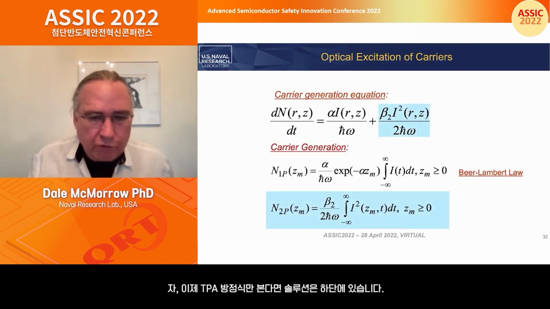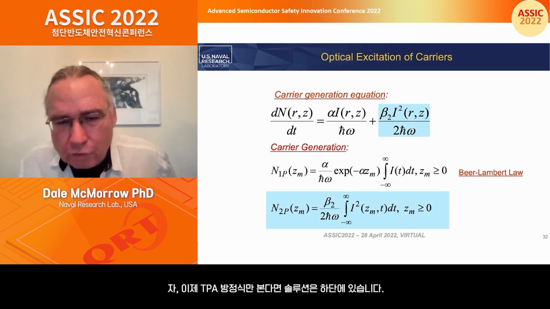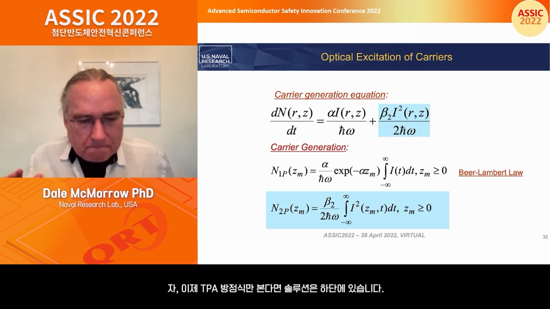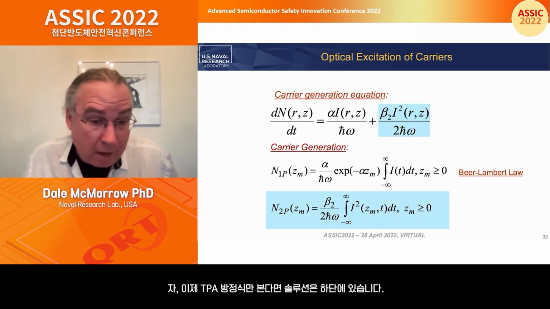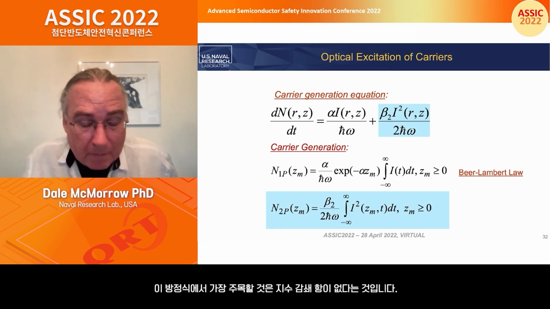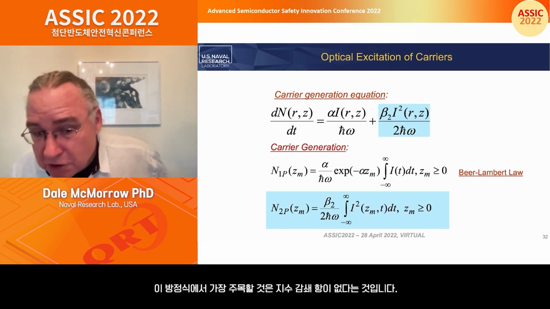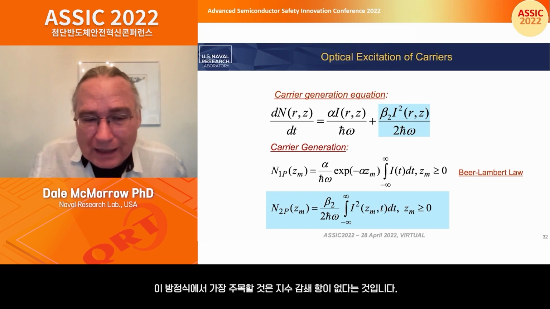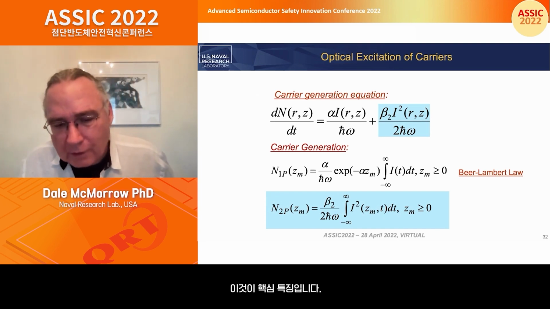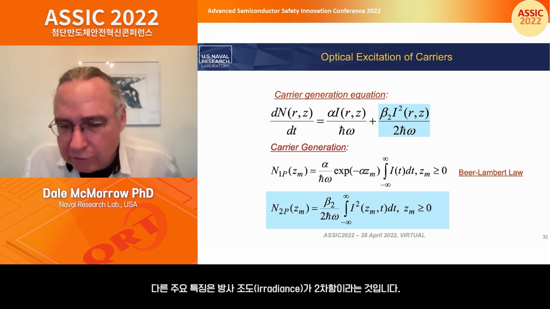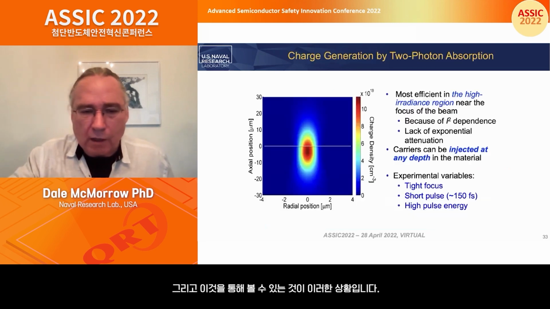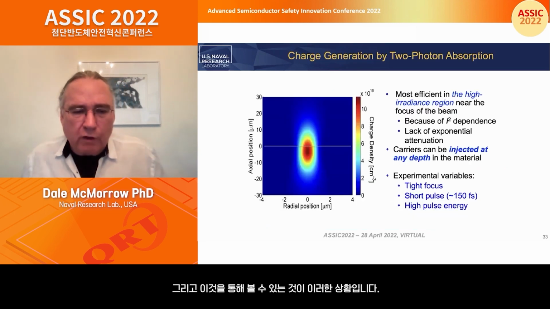Okay, now if we look just at the two photon term, the solution is shown in the bottom. Basically, what you notice especially is that the exponential decaying term is absent. And this is a key feature. The other key feature is that it's quadratic in the irradiance. And what that gives you basically is a situation that looks like this.